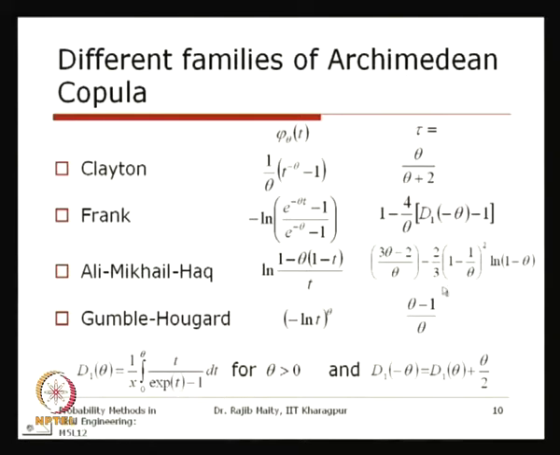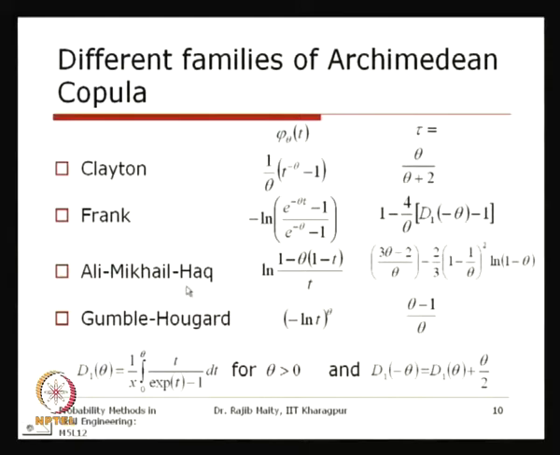From this expression you can see that this one may not have any closed form solution, but numerically we can solve it. But for the first one, the Clayton, if we know tau, it is very easy to solve for the value of theta.